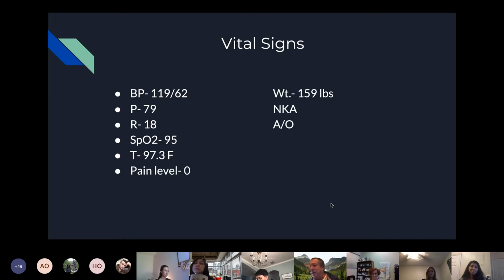Her pulse was 79, respirations were 18. Even her weight wasn't too bad. She was at 159 pounds. Her O2 was 95 on room air. Temp was 97.3. When I asked her about pain, she said she had zero pain level, which too is fabulous considering the 2 injuries that she incurred. She was alert, oriented ×3, and she had no known drug allergies.